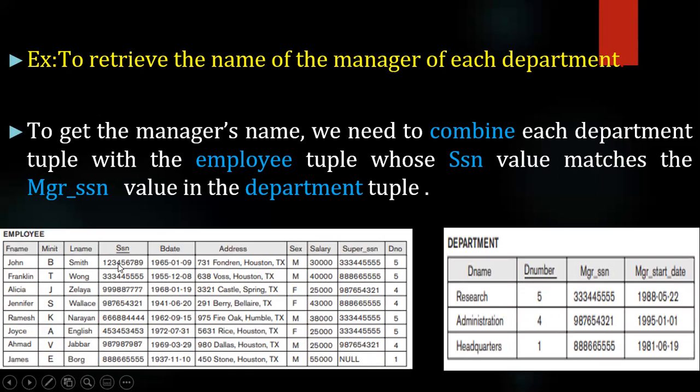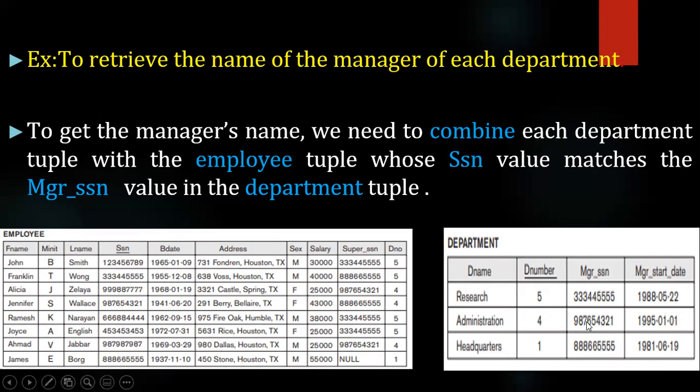So again compare with the first row, not satisfied, reject. Second row, not satisfied. Third row, not matching. Fourth row, not matching. So it matches with the last tuple, last row. So MGR SSN 888 is equal to SSN 888. So see here equal operator, equi-join. That row will be selected.